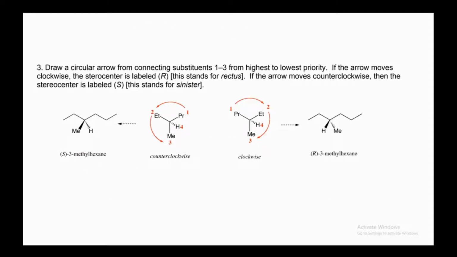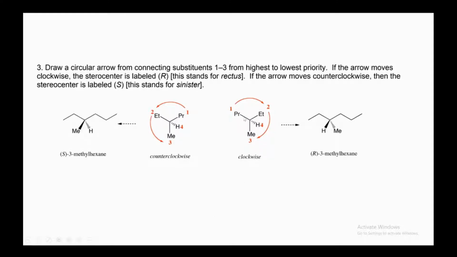Rule number 3 is to draw a circular arrow connecting substituents 1 to 3, from highest to lowest priority. If the arrow moves clockwise, the stereocenter is labeled R, which stands for rectus. If the arrow moves counterclockwise, or anti-clockwise, then the stereocenter is labeled S, which stands for sinister. In this compound, where we have 1, 2, 3, 4, if we go from 1 to 2 and then from 2 to 3, it is anti-clockwise, so we will write S.